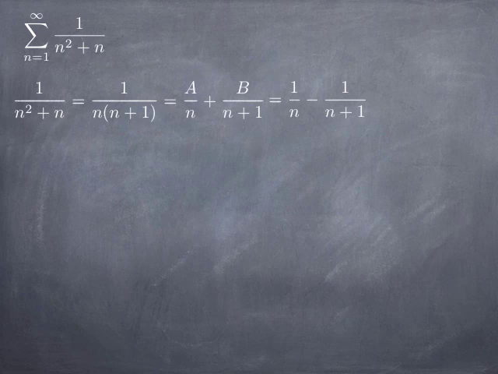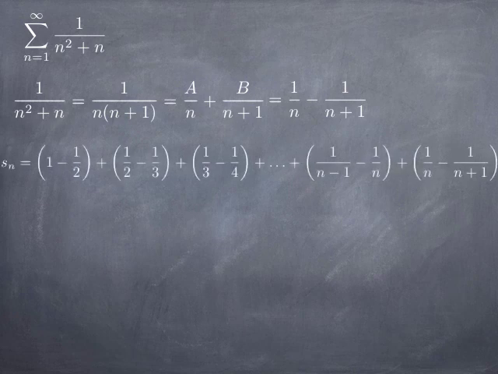Now that's interesting because if we write out the partial sums for this series, when n is 1 we get 1 minus 1 half. When n is 2 we get 1 half minus 1 third. When n is 3, 1 third minus 1 fourth, and so on. So you see that negative 1 half in the first term is going to cancel out with positive 1 half in the second. Negative 1 third in the second term is going to cancel out with positive 1 third in the third term, and so on.